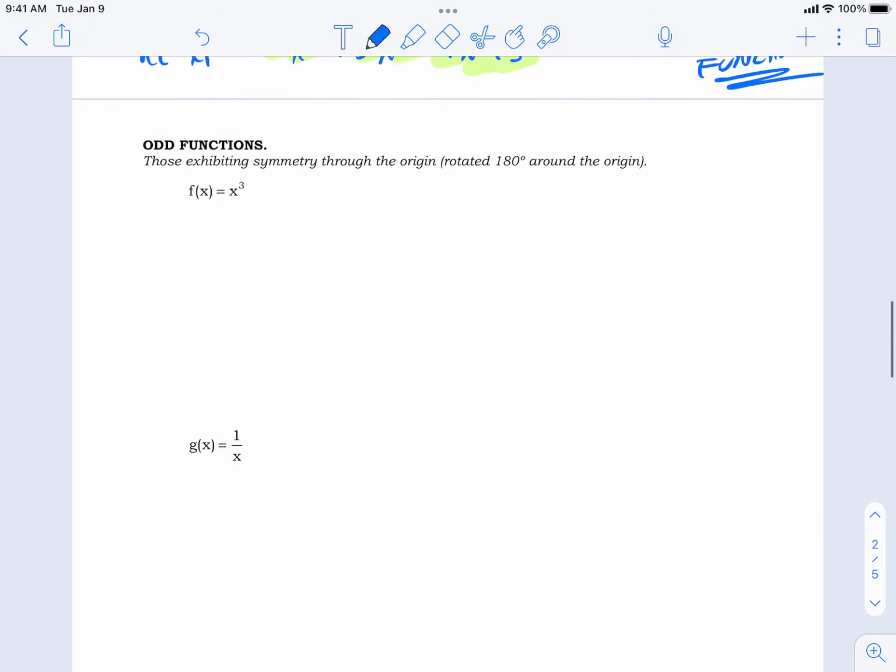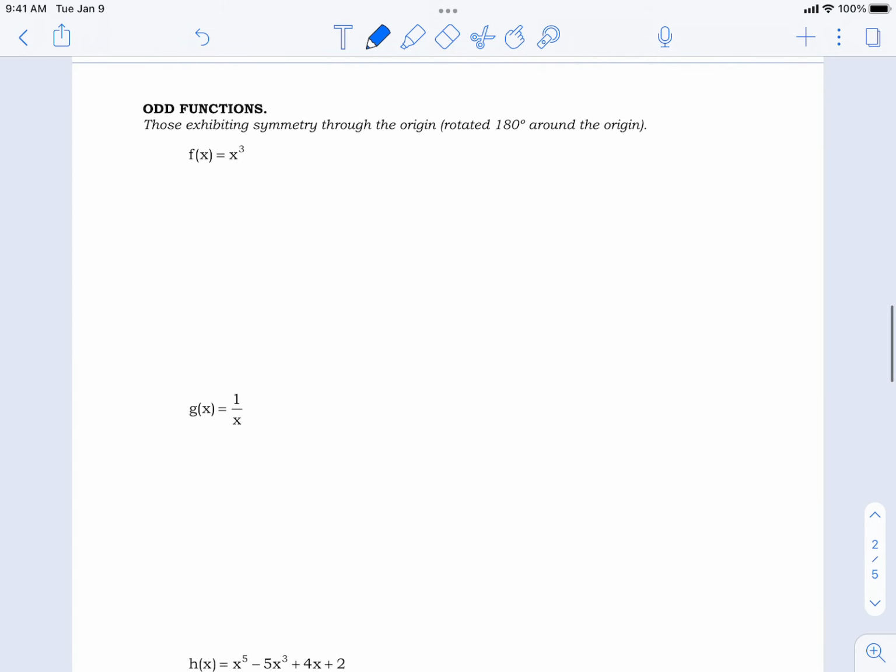Two kinds of functions to look at. Now you know what evens are. What are odds? Odd functions are the ones that exhibit symmetry, and there are different ways of saying it. You could say through the origin. You could say rotated 180 degrees around the origin. A perfect example of something with odd symmetry is, guess what, f of x equals x cubed.